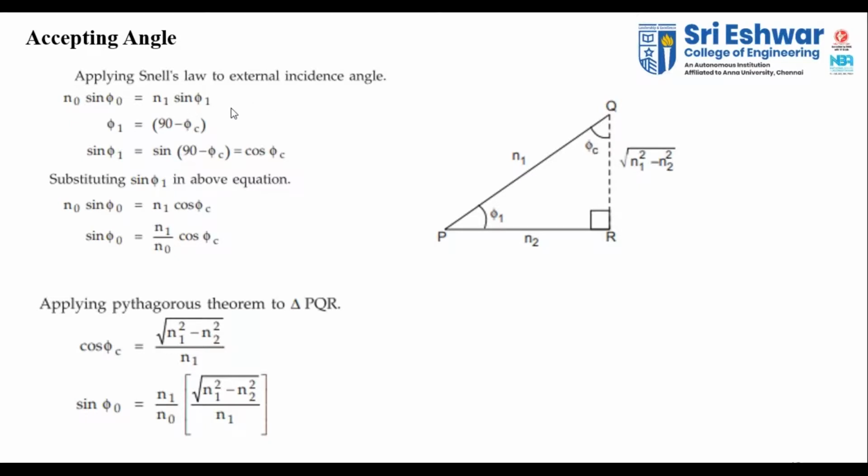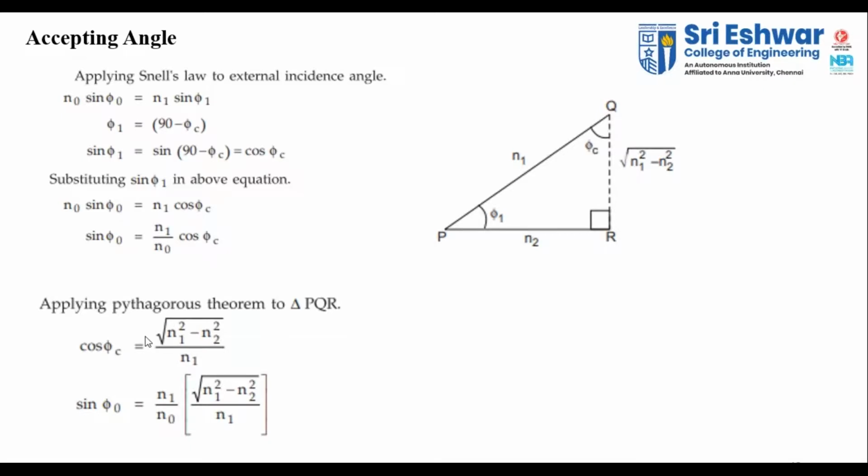Now, please try to understand. N0 sin phi 0 is equal to N1 sin phi 1. As per this diagram, phi 1 is nothing but 90 minus phi c. Substitute this one, then we are getting sin of 90 minus theta as cos theta. So substitute in this equation and rearrange it. I hope you understand up to this.